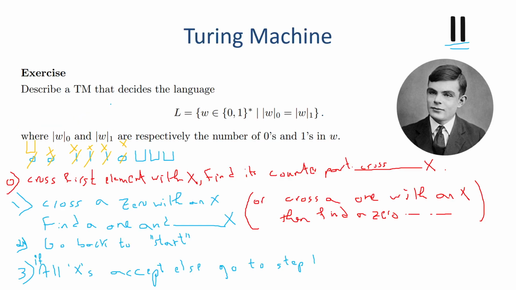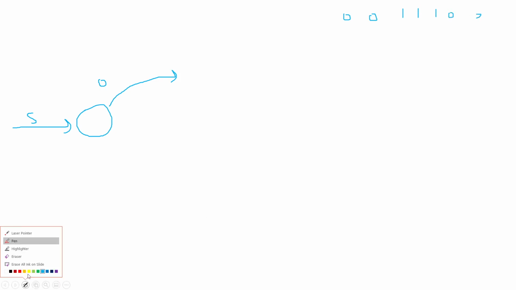This is the very first element, right? What is step 0 saying? Cross the first element with an X. And we said we're going to assume right now it's zeros, so I find a 0. Let me just draw over here what we're doing again. So 0, 0, 1, 1, 1, and then 0, 0. Oh, just 1, 1, 0 at the end. Then blanks.